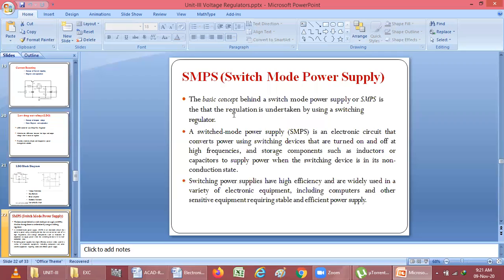Here, by using the switch mode power supply, we can regulate the voltage by using the switching mechanism. So it is an electronic circuit that converts DC power using the switching. SMPS will convert AC into DC. And by using the SMPS, we can provide the DC voltage to the voltage regulator. That will be buck, boost, or buck boost voltage regulator.